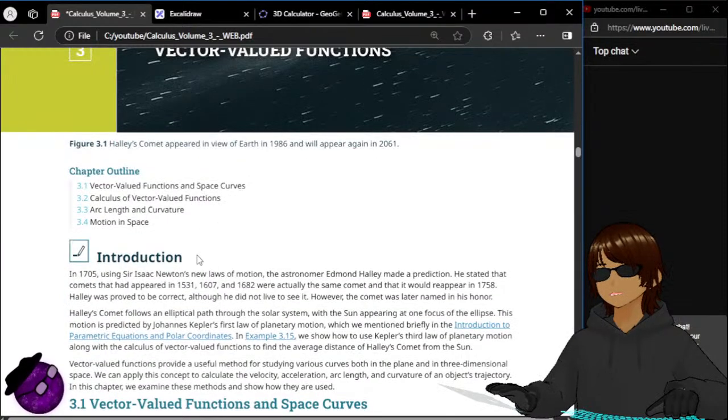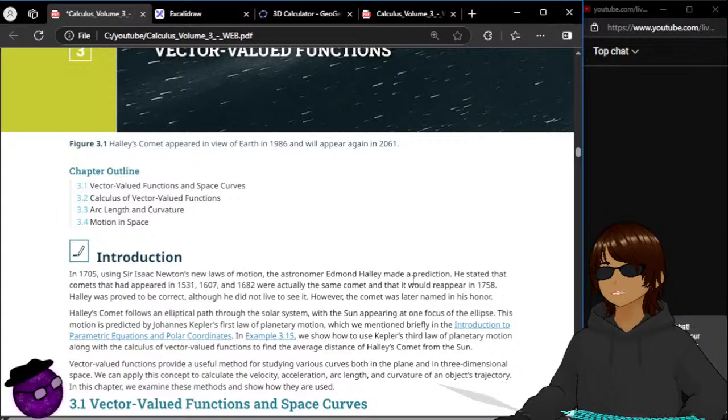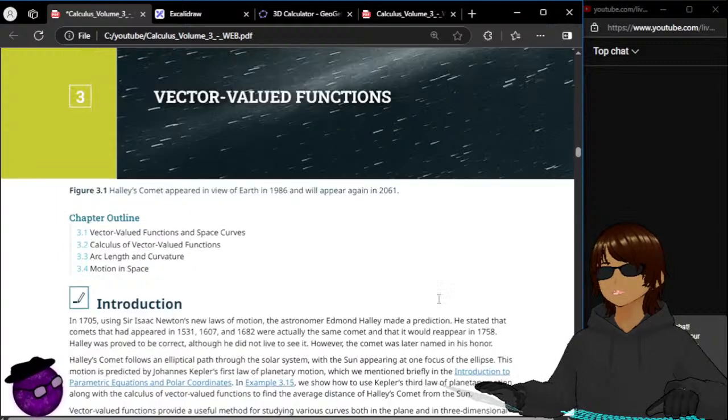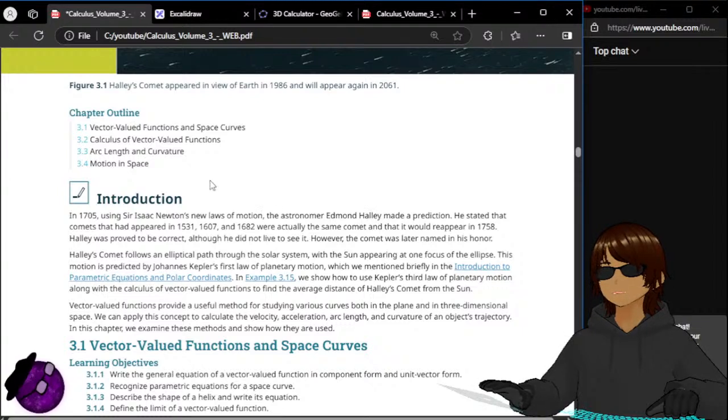Okay, introduction. In 1705, using Sir Isaac Newton's new laws of motion, the astronomer Edmund Halley made a prediction. He stated that comets that had appeared in 1531, 1607, and 1682 were actually the same comet and it would reappear in 1758. Halley was proved to be correct, although he did not live to see it. However, the comet was later named in his honor. Halley's comet will appear again in 2061.